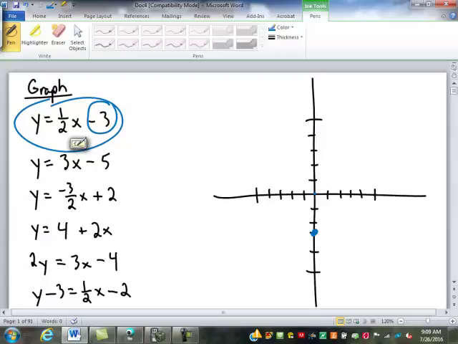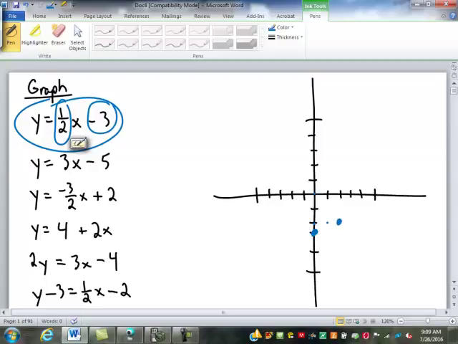We use the slope, and where do we find the slope? The slope is the number that multiplies the x, and it's always a fraction, a rise over run. Even if it's not a fraction, we make it a fraction. So here it's 1/2 that multiplies the x. The rise is 1, so we go up 1, and the run is 2, so we go over 2.